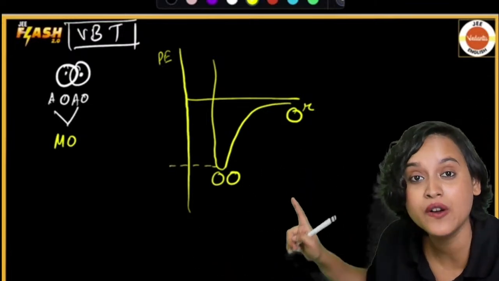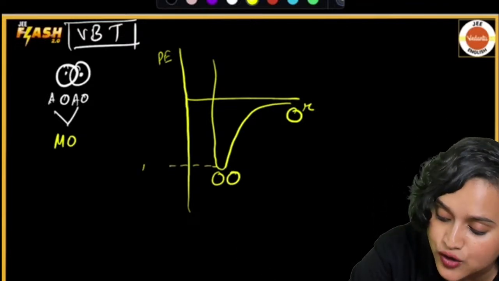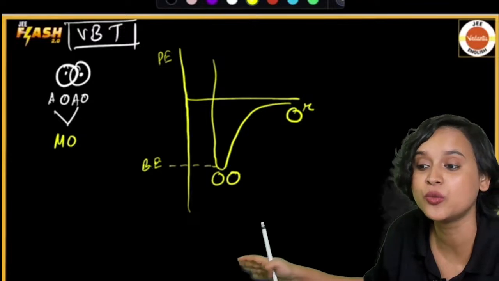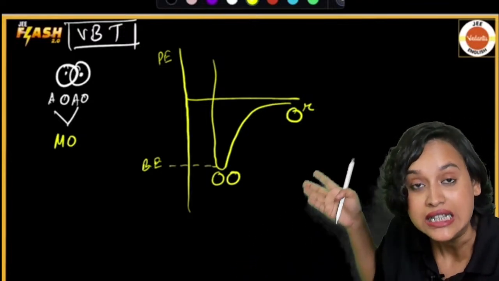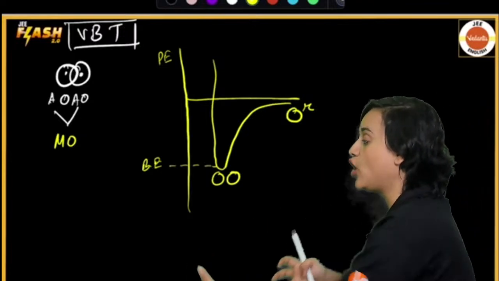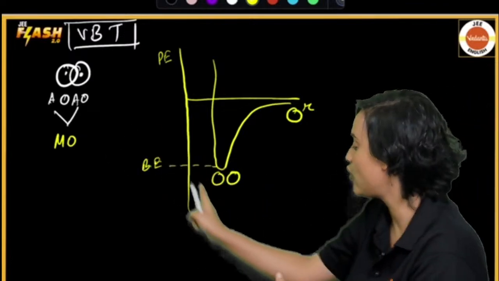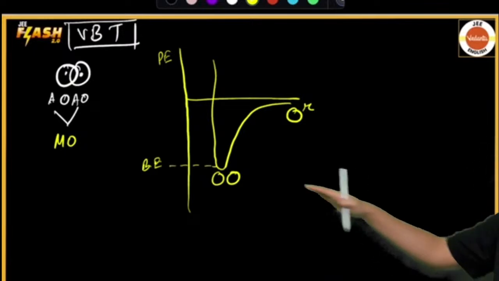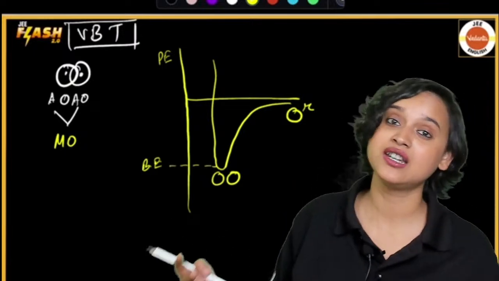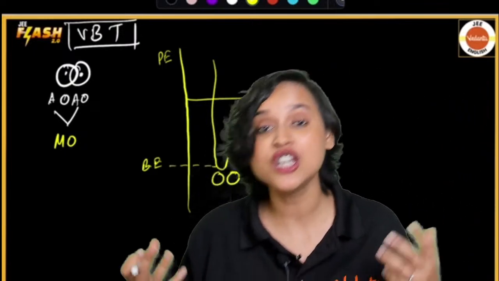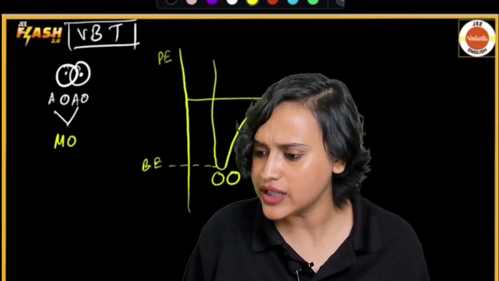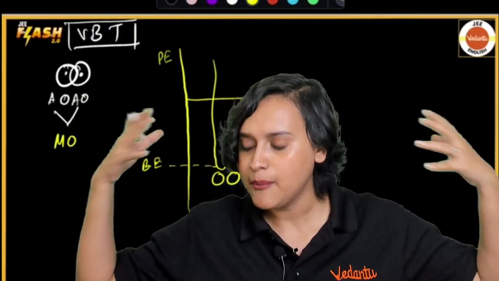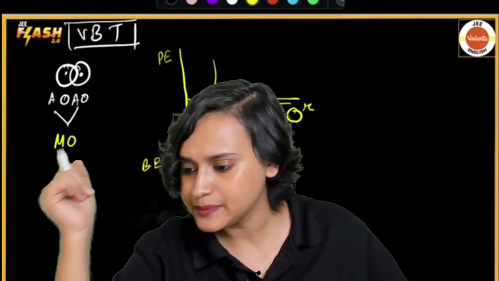Now if you want to break this, you will have to give this much energy to break the bond. You have to understand that when they have overlapped here, the energy is less. If energy is less, that means it is stable. If energy is more, then that means it is not stable, right? So everybody, am I making sense?